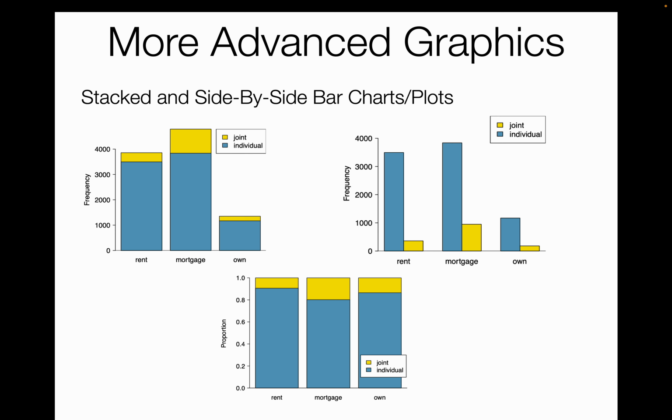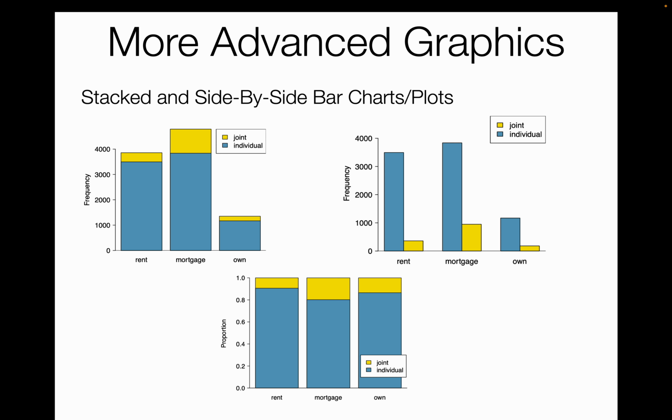This is when I bring in more than one categorical variable at a time. All those previous charts were for one variable. Now I have two variables. Again, what we learned about before would be a contingency table. Now we're looking at visual representations of contingency tables.